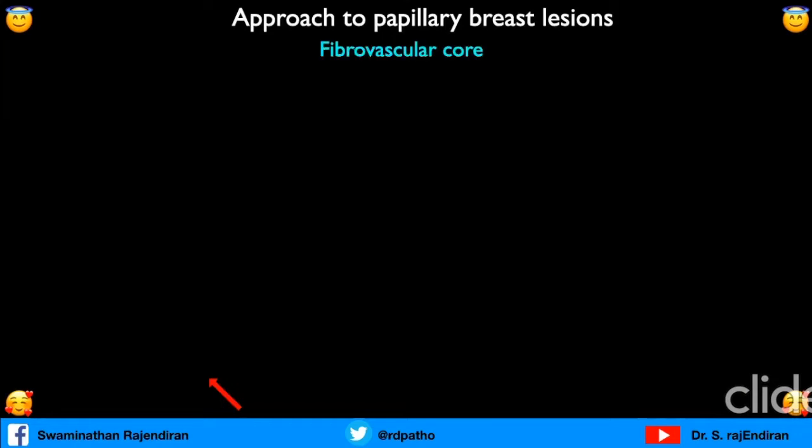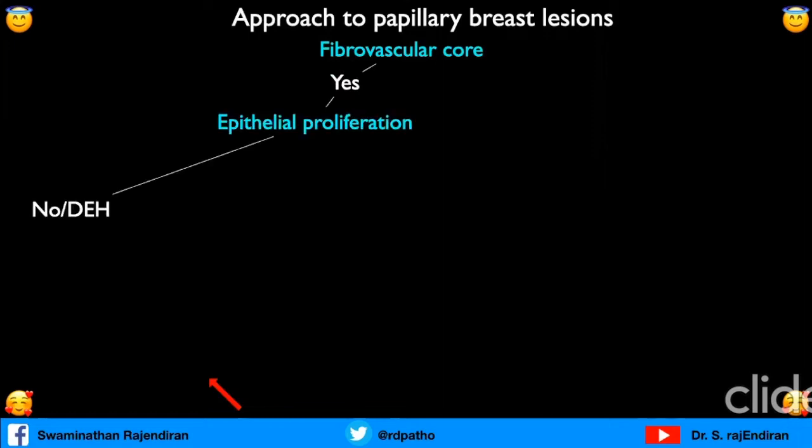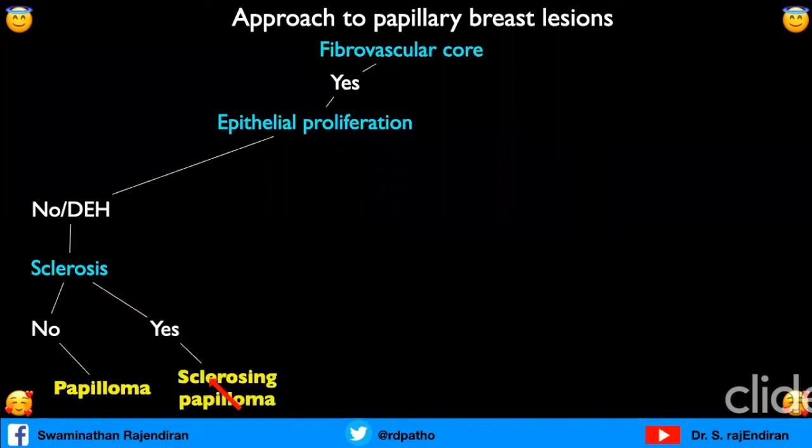If you put a flow chart in a papillary breast lesion, first look for fibrovascular core. When it is present, look for epithelial proliferation. When there is no epithelial proliferation or it shows only ductal epithelial hyperplasia, then you look for sclerosis. When the sclerosis is not there, it is papilloma. When the sclerosis is there, it is sclerosing papilloma. So fibrovascular core, epithelial proliferation up to DEH, with or without sclerosis.